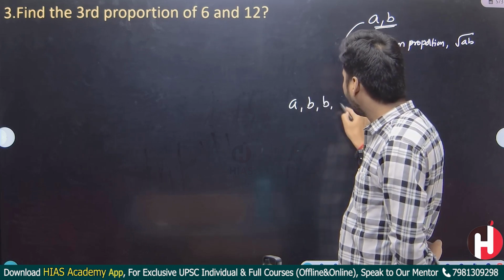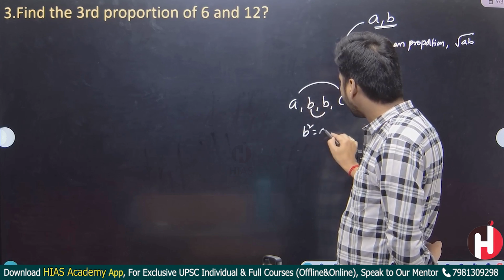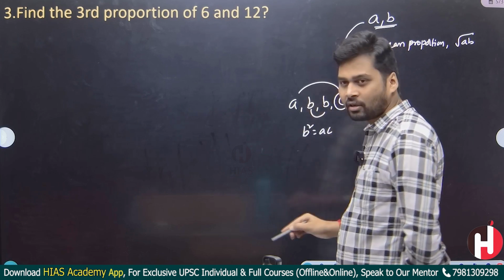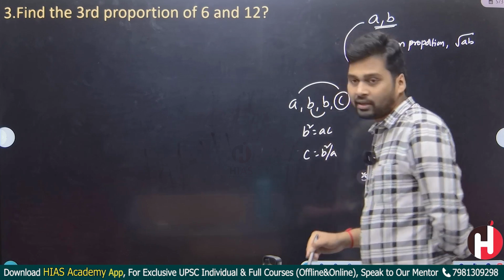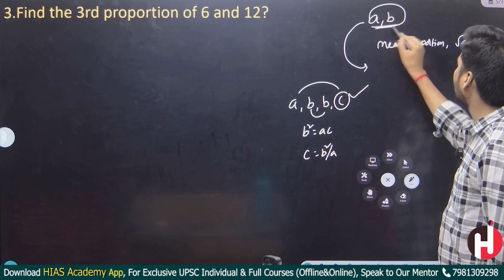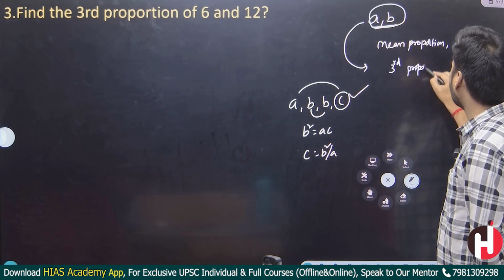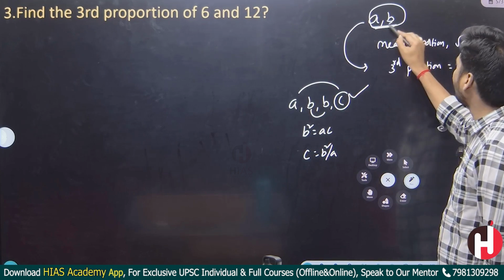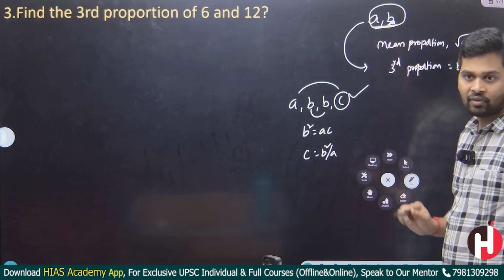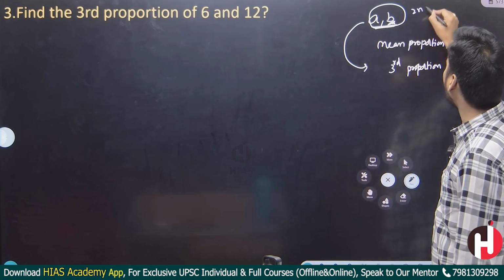So A, B, C in continued proportion, then B square is equal to AC. Okay, so third proportion means C is equal to what? B square by A. So when two numbers are given, the third proportion is B square by A. B square by A means second number square divided by first number.